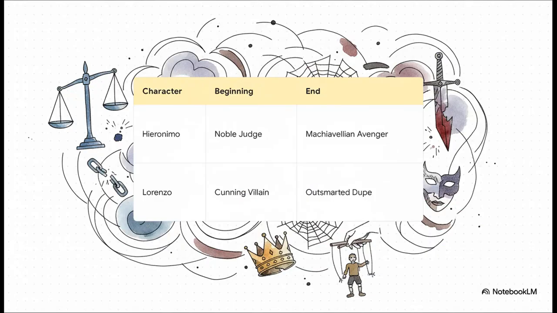Kyd also loved this thing called antithesis, which is basically just creating drama through huge, shocking contrasts and reversals. You have Hieronymo, the noble judge, who turns into a cunning Machiavellian avenger. And then you have Lorenzo, the super clever villain, who gets totally outsmarted and ends up being just a pawn in someone else's game. The whole world gets flipped completely upside down.